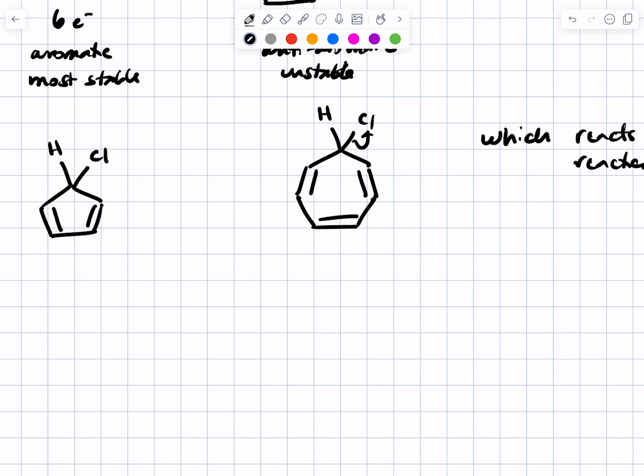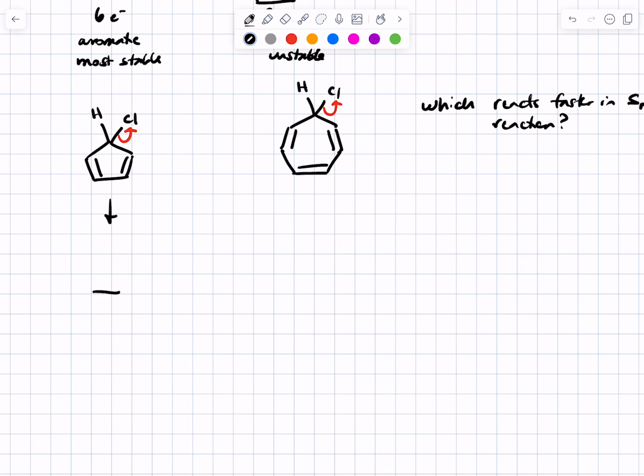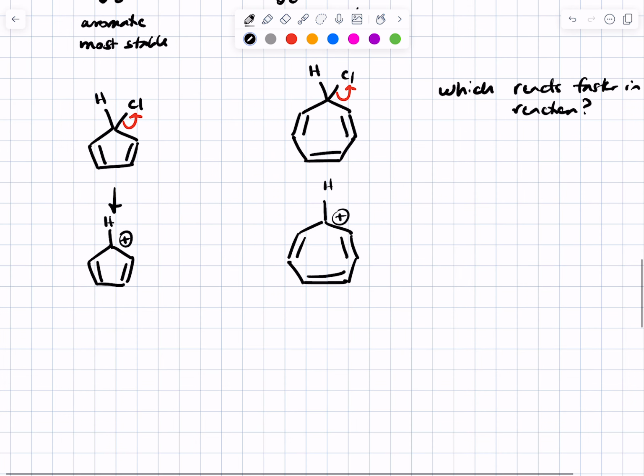So take a first step, get started by showing the leaving group leave. And then let's draw the resulting carbocationic intermediates. Then we're going to ask a question about which of the carbocation intermediates is more stable. I tried to make him happy. Okay, so count the electrons. Which of these is aromatic? Which of these is anti-aromatic?